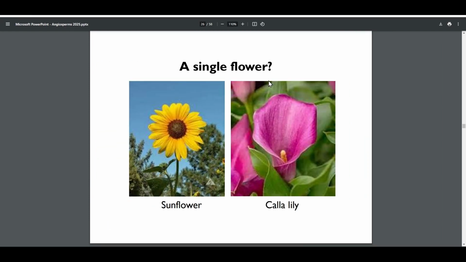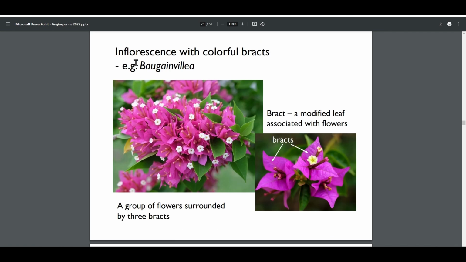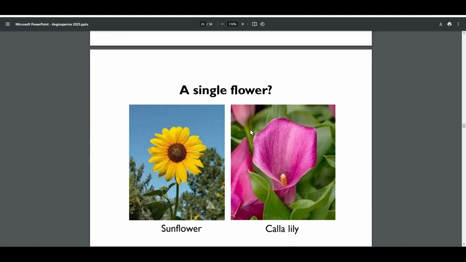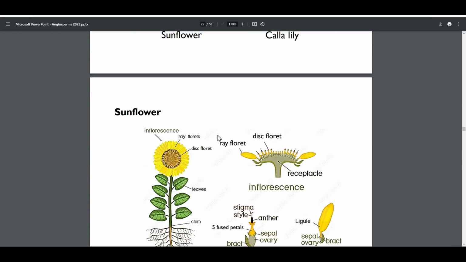So sometimes you might see the sunflower or the calla lily and think, oh look, this is one big single flower, right? No, they are not one big single flower. They are many different little flowers made up into one inflorescence. All right, so let's talk about the sunflower first.